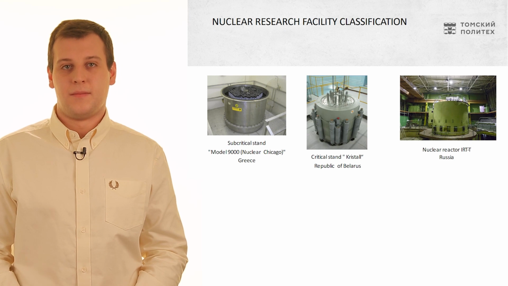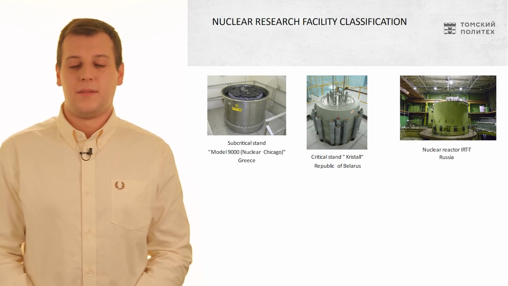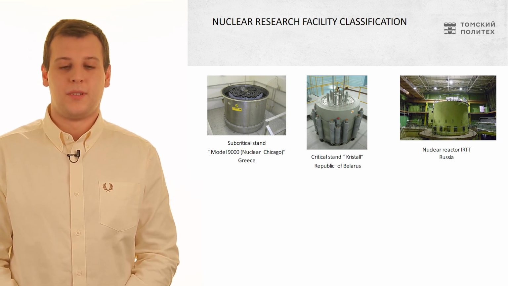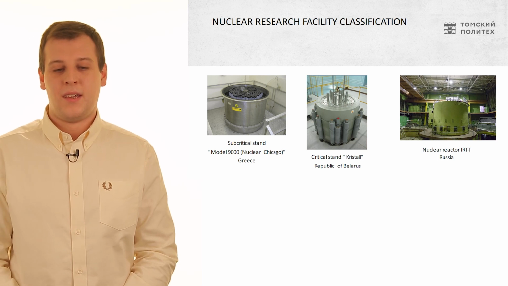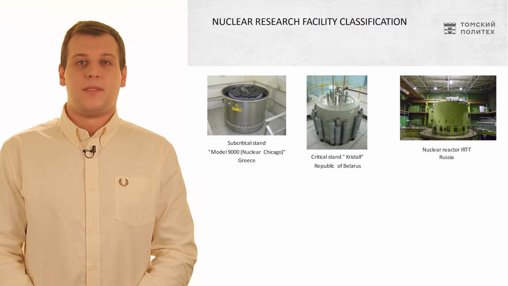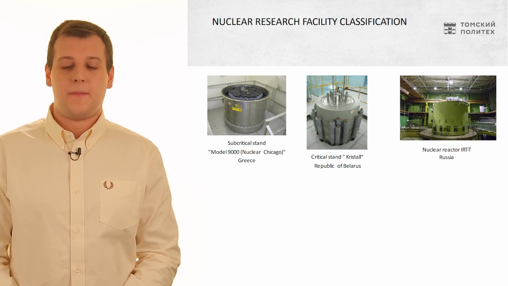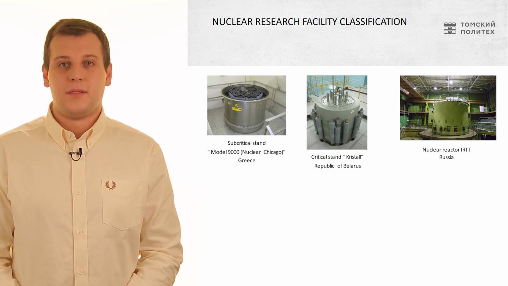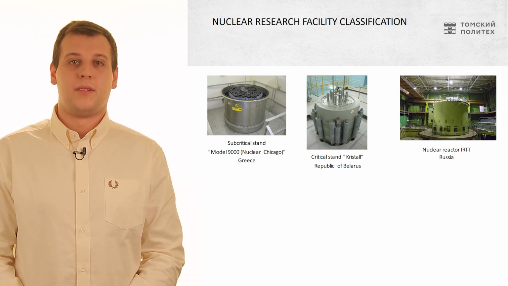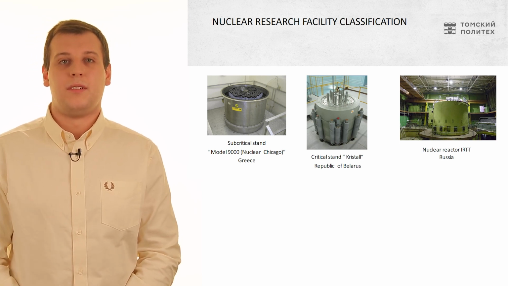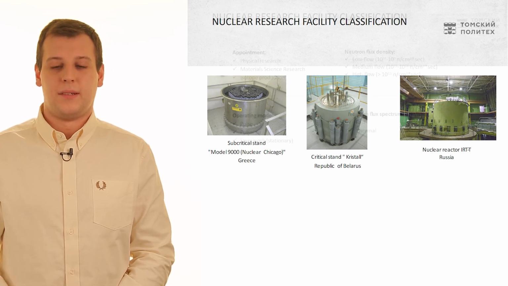We can divide them, as I told you, into three different classifications. The first one is the subcritical stand. The example is shown on the slide. This is model 9000 in Greece. A subcritical stand is used for different purposes, for obtaining the neutron flux as well. If we talk about a critical stand, it is nearly the same, but for different conditions of neutron flux. And the third example is our Tomsk Research Reactor itself. We use it for different purposes that are going to be described in this lecture later.